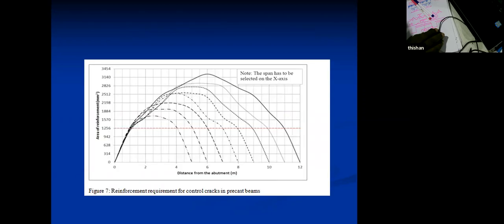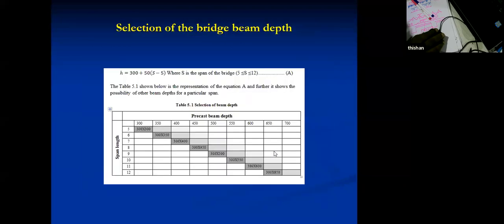We designed the bridge, and then we came up with a set of curves that will give the reinforcement requirement along the bridge. So if it is 5 meters, at different locations, what is the reinforcement requirement? And we have plotted it. So basically, you don't have to do the design of the bridge. You can just check it.